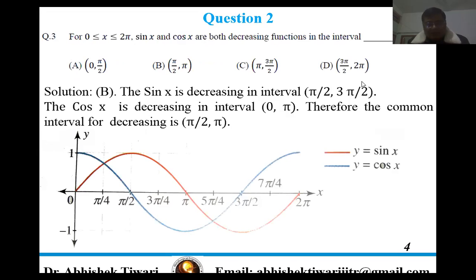Now question number three: sin x and cos x both are decreasing functions in the interval. The red curve is for sin x and the blue curve is for cos x. Sin x is decreasing in the interval pi by 2 to 3 pi by 2, and cos x is decreasing in the interval 0 to pi. So the common interval is pi by 2 to pi. So the correct answer is B.